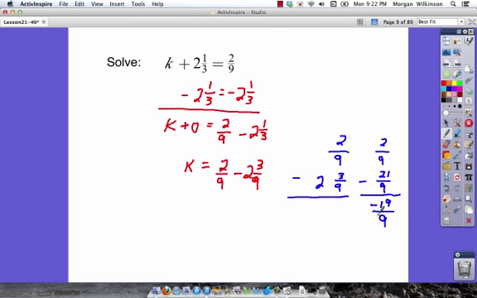We can change that into a mixed number again. Our problem started out with a mixed number, so we should end with a mixed number. That's going to be equal to negative 2 and 1/9. And we have our answer. If we go ahead and solve this one, we can report it as negative 2 and 1/9. We could also report it as negative 19 ninths, but I prefer the mixed number because we started with mixed numbers rather than improper fractions. So this is one way we can solve this type of problem.